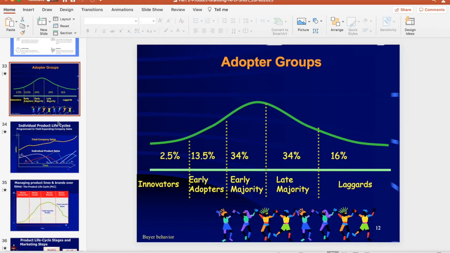The more you're someone that likes new things, the more you're at the beginning. So it's not just a function of income or just one of these. It's a combination of those 4.